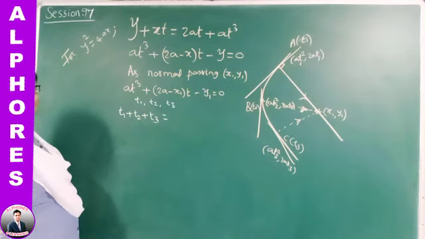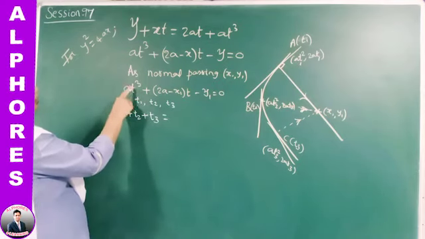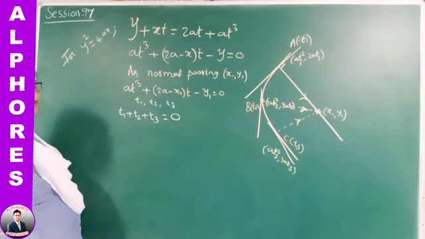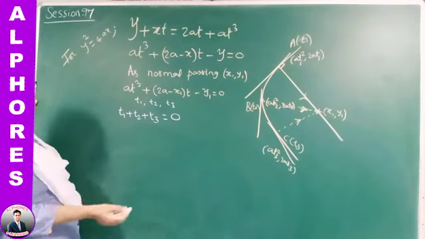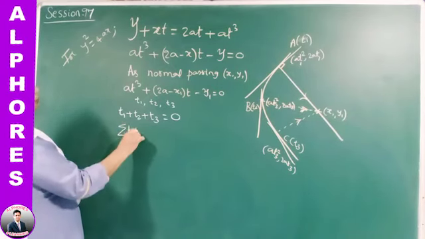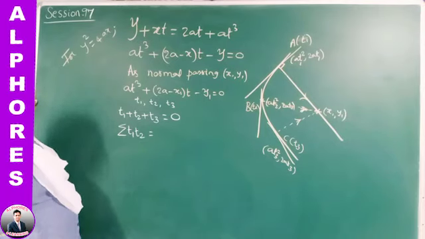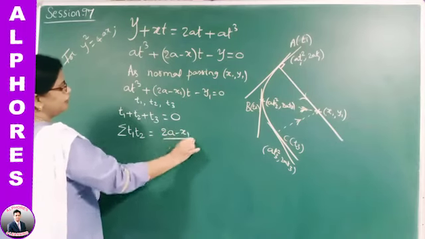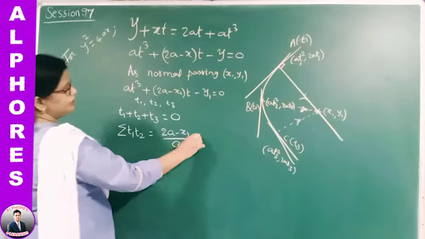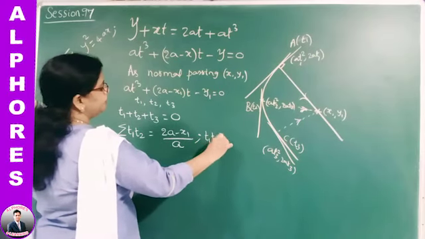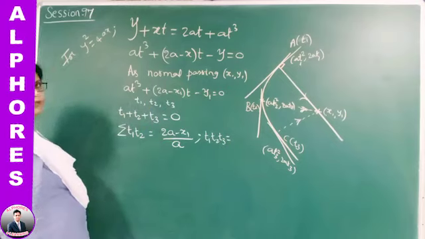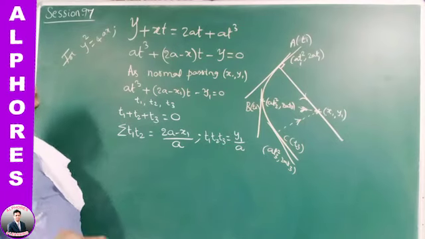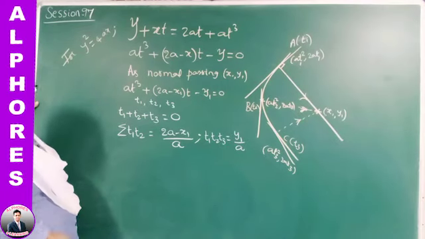So t1 plus t2 plus t3 is clearly 0, because the t square term is missing. The next one is the sum of products taking 2 at a time, that is sigma t1 t2, which is (2a minus x1) divided by a. And the next one is the product of roots, t1 t2 t3, which is minus of minus, that is y1 divided by a. Okay students, in this way we got 3 kinds of values.